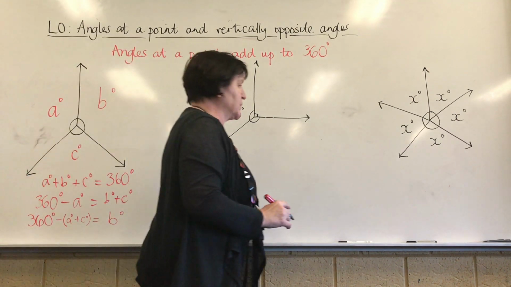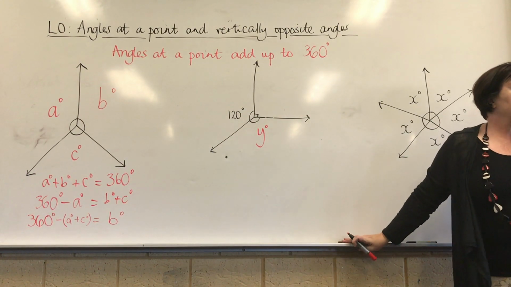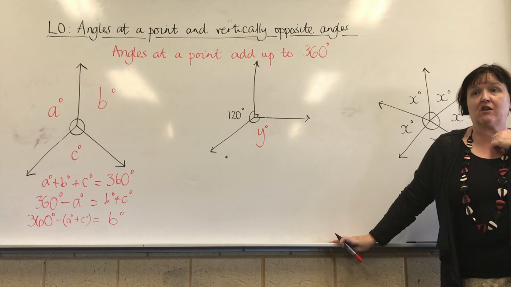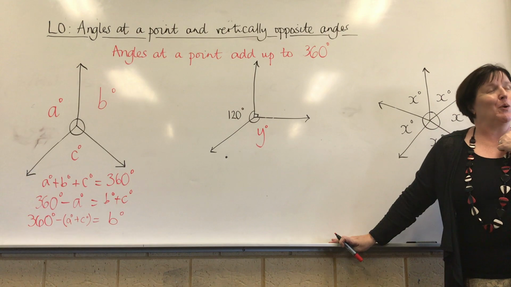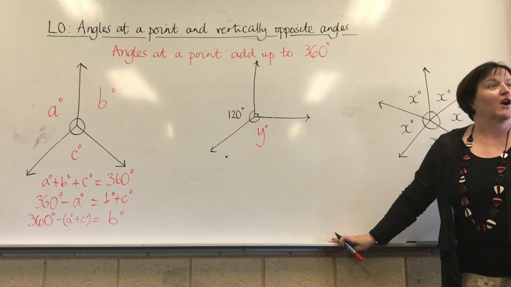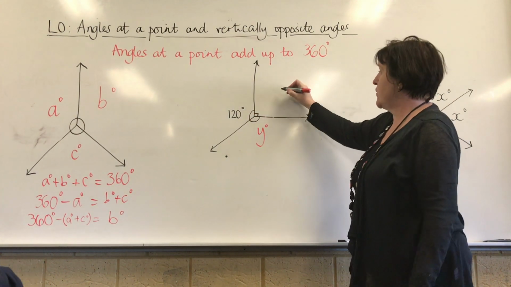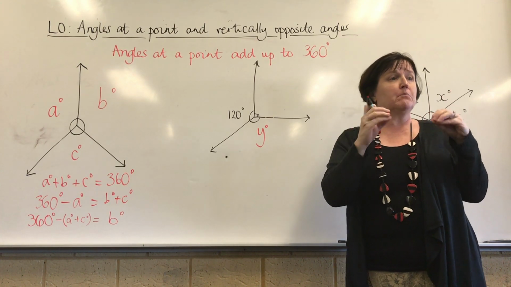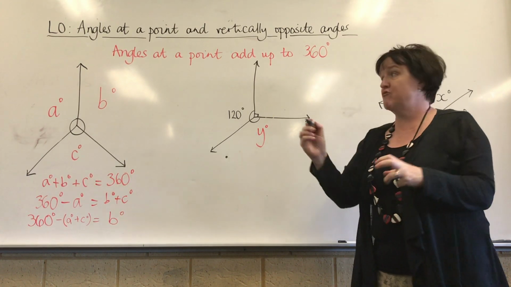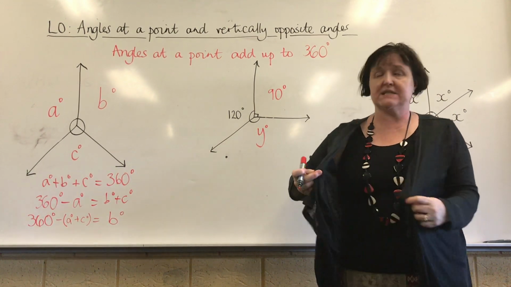Okay, this next one then, let's call this one angle Y. Now, we've been given a clue on the diagram. What is the clue? There's 120 degrees, but there's a right angle. Yes, there's a right angle, and we know that because we've got the square corner. So if you get a diagram with a right angle on it, my advice is immediately write 90 degrees on it so that you know that that's what it is.